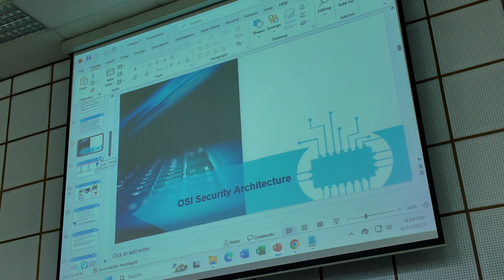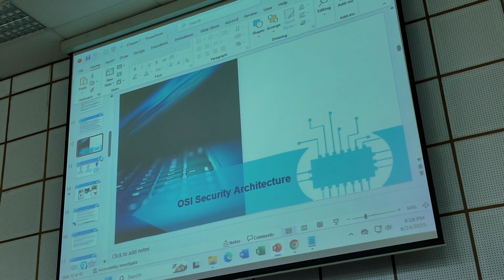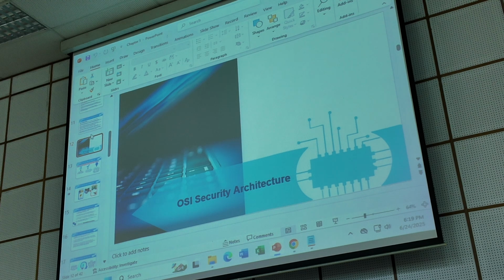Okay, OSI. Have you heard the word OSI before? Have you taken the network subject? Okay, OSI, there are 7 layers in the network. The first layer is the physical, and the upper layer is the application layer. So in every layer, we need to think about the type of attack. What type of attack is under the physical layer, and what type of attack is under the application layer?